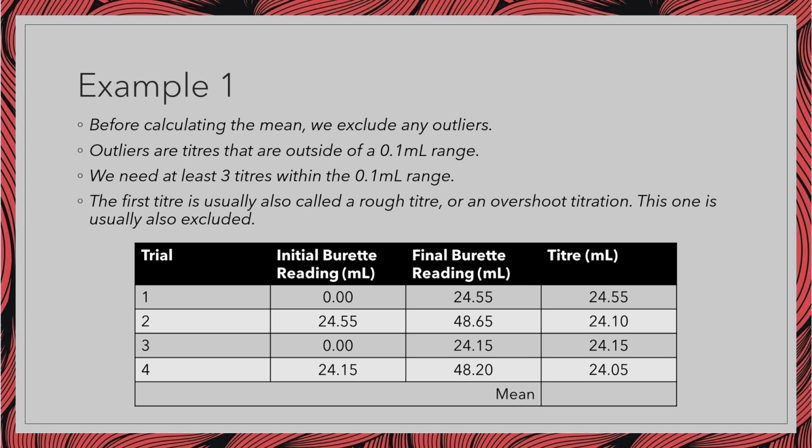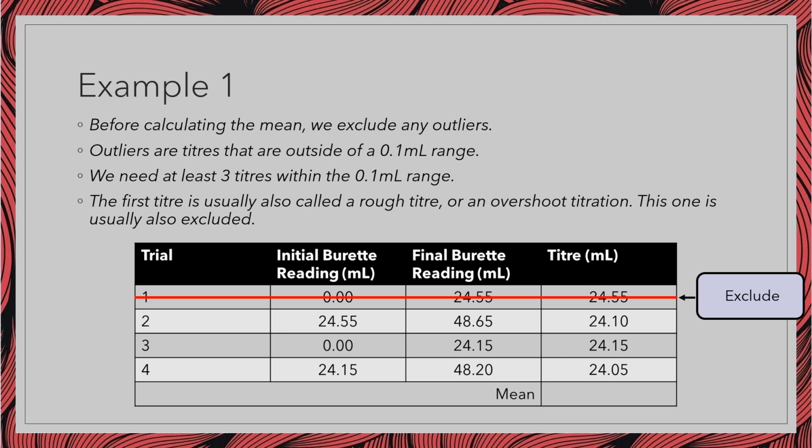Unless it's in agreement with your other ones, unless you're that good that they're all in agreement, by all means keep it. But generally it will be out. Okay, so what we do is we exclude that one. We also exclude any other major outliers. So certain things can happen. You might not wash out your conical flask well enough, or a drop might come out of your volumetric pipette if you jostle it around too much, or any other kind of inaccuracies can happen. So we generally want to find at least 3 values within that 0.1 range. If there's outliers, we exclude them. Okay.